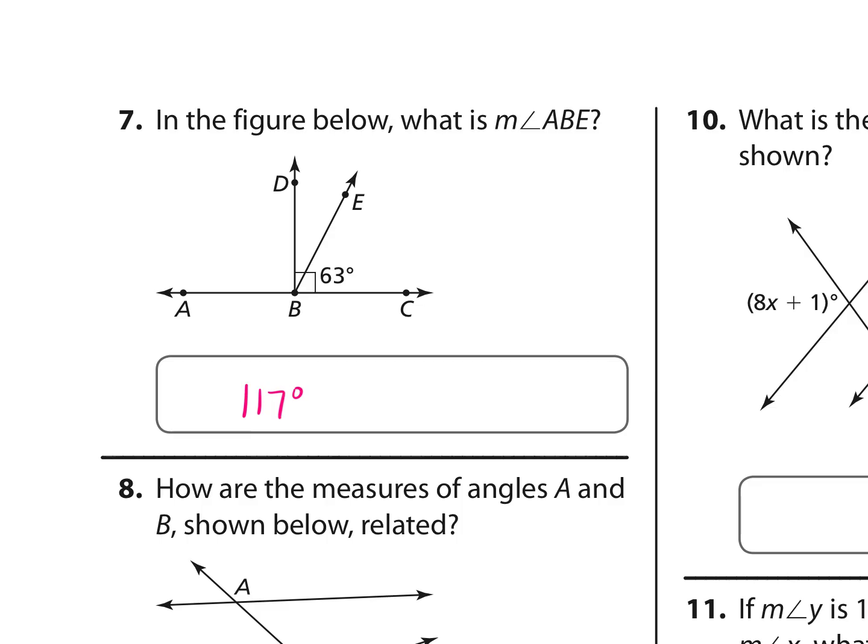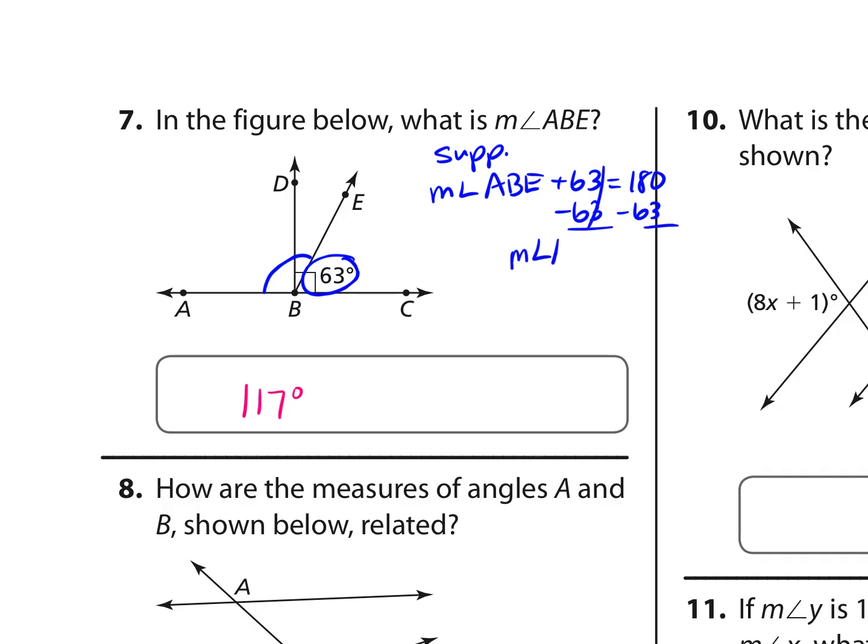Number 7, in the figure below, what is the measure of angle ABE? So we want to know the measure of this entire angle. We know that angle EBC is 63 degrees, and they are supplementary because they add up to 180. So I could just simply say that the measure of angle ABE plus 63 is equal to 180, and we'll subtract 63 from both sides, or you didn't necessarily have to use an equation here. Just subtract because it's supplementary, and you get that angle ABE is 117 degrees.